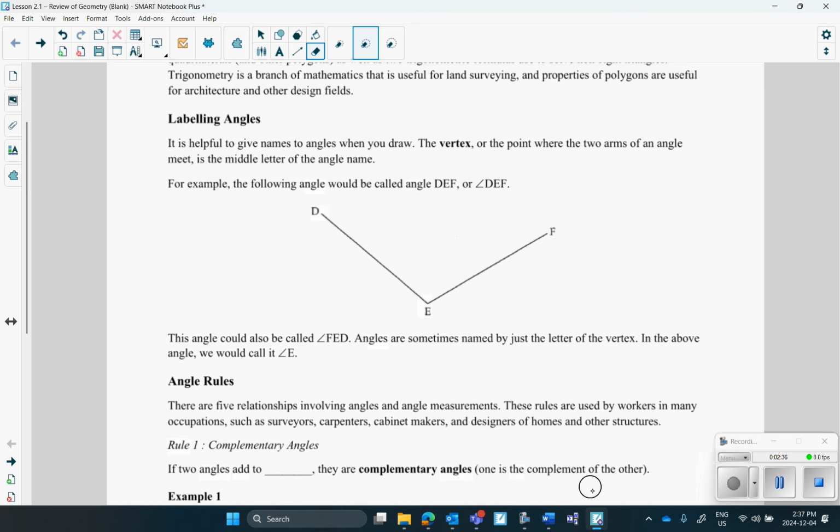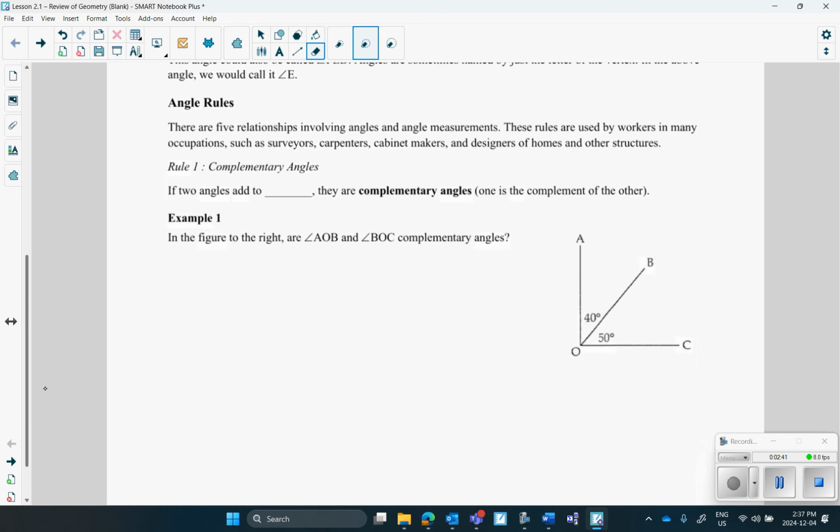Okay, some properties of angles, or rules. Complementary angles. If two angles are complementary, they add up to 90 degrees. Or we say one is the complement of the other. Without an I, this is not saying nice things about somebody. That's a compliment with an I. This is a complement with an E. Okay.